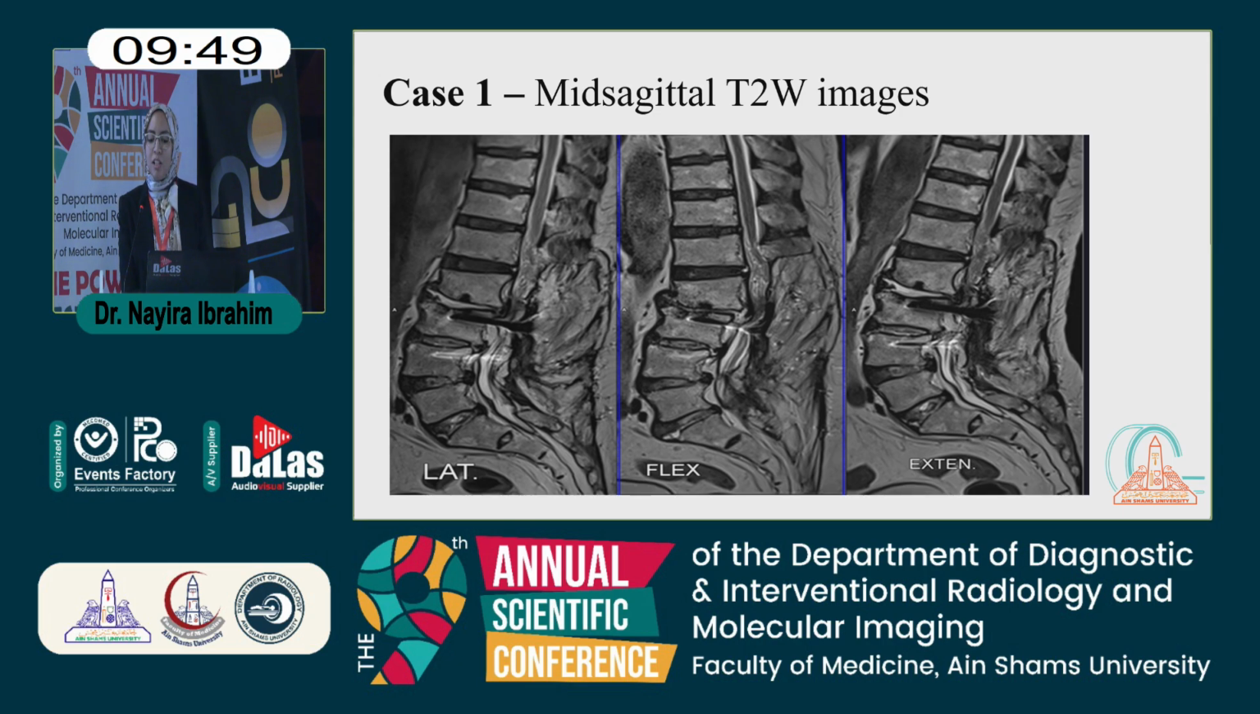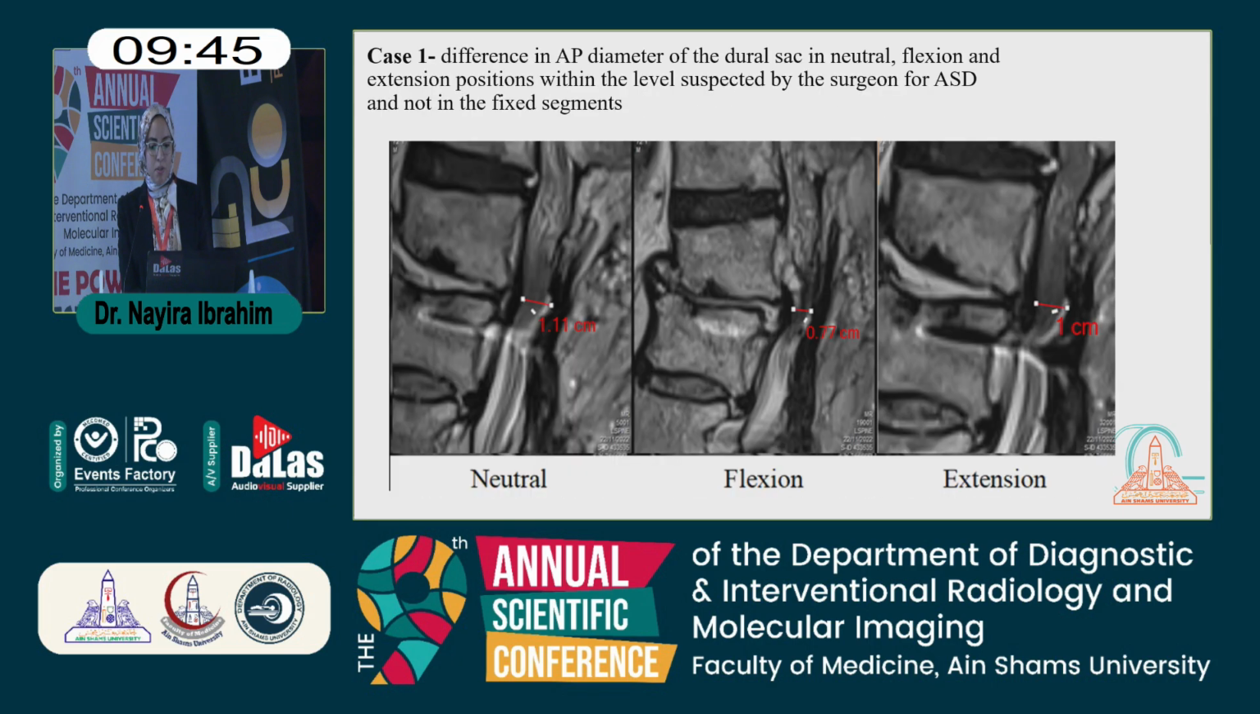Here are the mid-sagittal T2 images of the 3 positions, and now let's see some zoomed images. As we can see here on flexion images, L2 is displaced backward over L3, denoting instability in flexion, compressing the dural sac, which measures 0.7 in AP diameter in flexion, while measuring 1.1 centimeter in neutral and 1 centimeter in extension. Upon follow-up, the recommended management for this patient was fixation surgery. Unfortunately, he wasn't compliant and his pain level worsened.